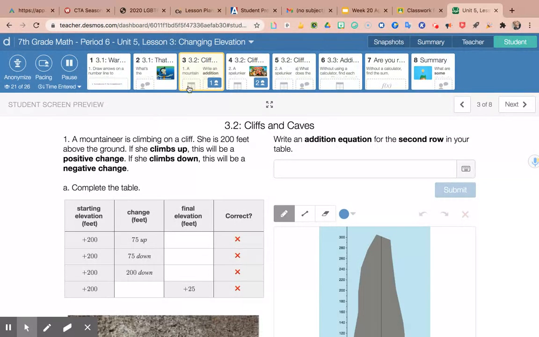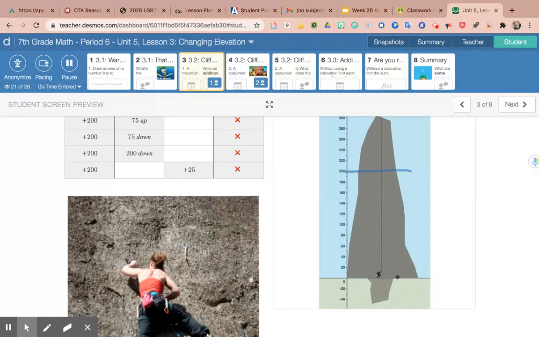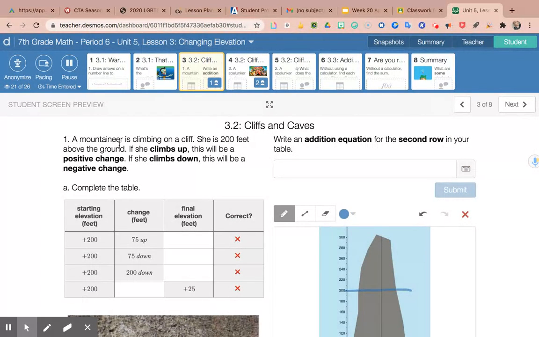For number 3, it says a mountaineer is climbing on a cliff. She is 200 feet above the ground. So she's here. The ground is 0. She's 200 feet, so she's up here above the ground. If she climbs up, that's going to be a positive change. If she climbs down, that's going to be a negative change.